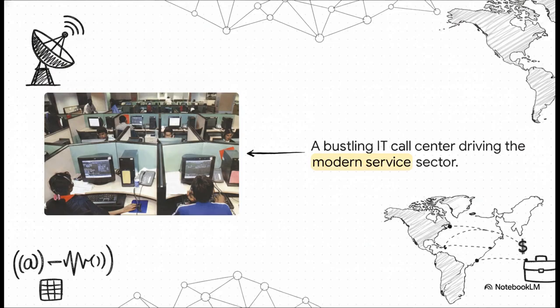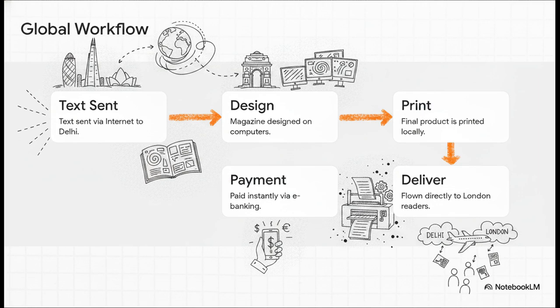Rapid improvements in telecommunications and information technology have completely revolutionized how services are produced globally. Bustling IT call centers are literally driving the modern service sector. Thanks to the internet and satellite communication, an MNC based in, say, New York can easily have its customer service or data processing handled by highly skilled professionals in India working in real time for just a fraction of the cost. Let's look at a really cool mini-story from the chapter to see how this builds into a complete global workflow.